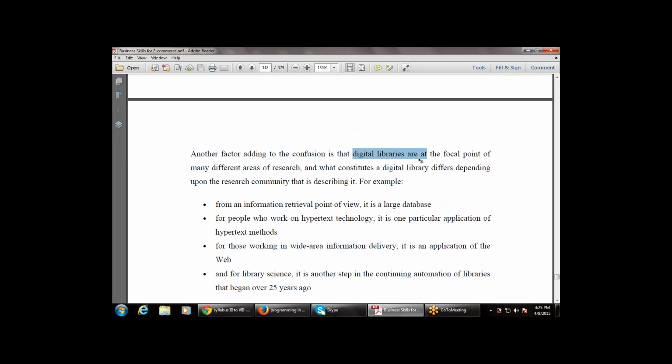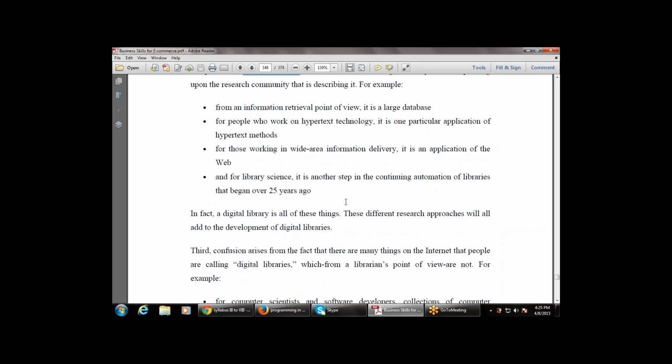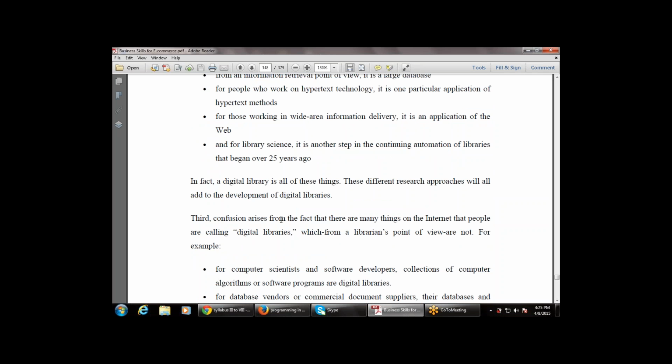Another factor is the confusion among the focal points of various areas of research, that is, what content is available in digital libraries, whether it is a huge database where all the information is stored, or an application of the web. Another factor is that people think that everything available on the internet is a digital library.